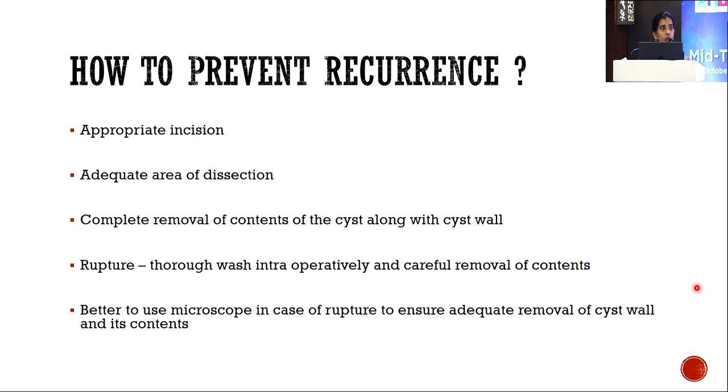So how to prevent it? An appropriate incision is most important; the incision should be in alignment with where the mass is located, with an adequate area of dissection. The goal should be complete removal of the cyst wall and also intact excision if possible. In case of any intraoperative rupture, all the contents should be removed meticulously, and a thorough betadine wash should be done. It is always better to use a microscope in case of rupture to ensure adequate removal of the cyst wall and its contents.